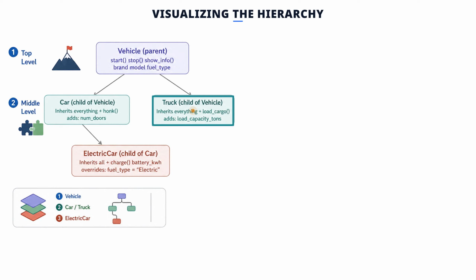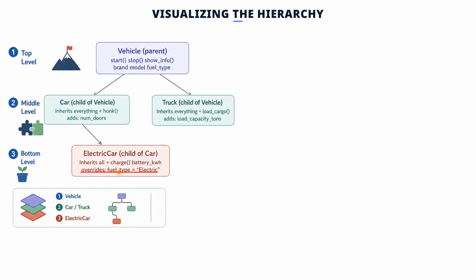We can go even deeper. Down at the bottom, there is a third level, the electric car, which is a direct child of the car. This is a great example of multi-level inheritance. The electric car inherits features from the car, which in turn inherited from the vehicle. It gets all those previous abilities, but it adds its own charge method and battery capacity. It also does something special. It overrides the fuel type to explicitly be electric.